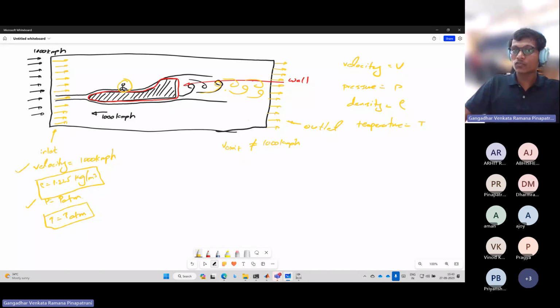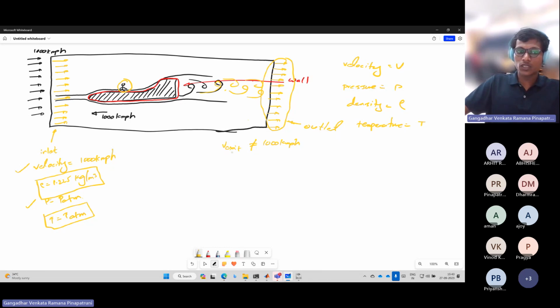How can we simulate that if you don't know the value? You cannot give the boundary condition also. If you do not know these boundary conditions, how can you solve this problem? You don't know the velocity. Velocity definitely you know, because of these disturbances, it is creating disturbances at the exit. So velocity at the exit need not necessarily be 1000 kmph. So what else then?